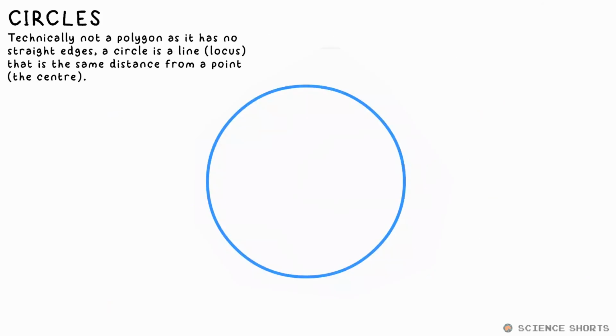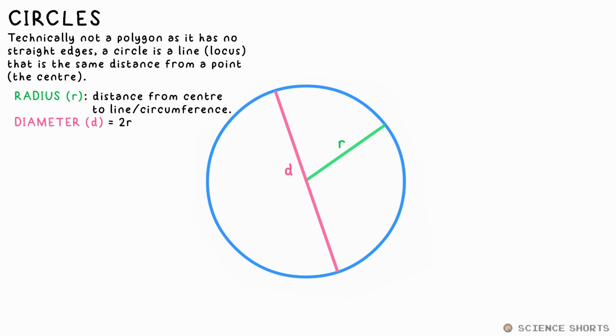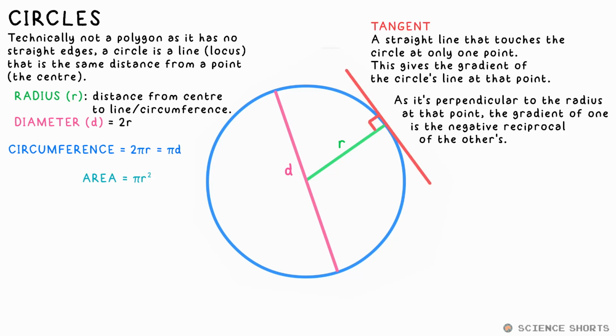A few terms specific to circles. Radius is the distance from the center of the circle to the line. Diameter is double this. Circumference is the perimeter of the circle, equal to 2 pi r or pi d. The area of a circle is equal to pi r squared. A tangent is a straight line that just touches the outside of the circle at one point. This will always be perpendicular to the radius at that point.